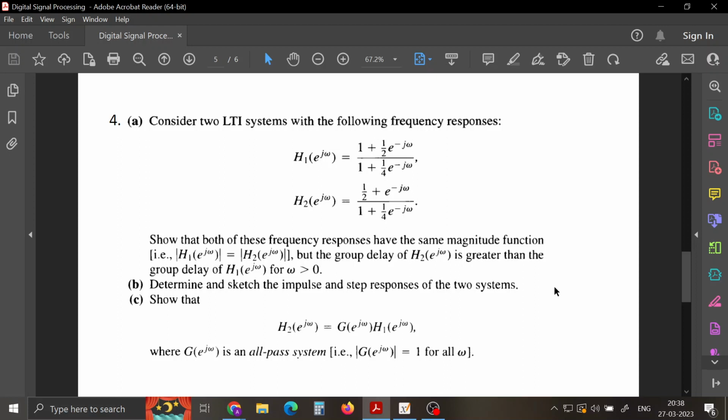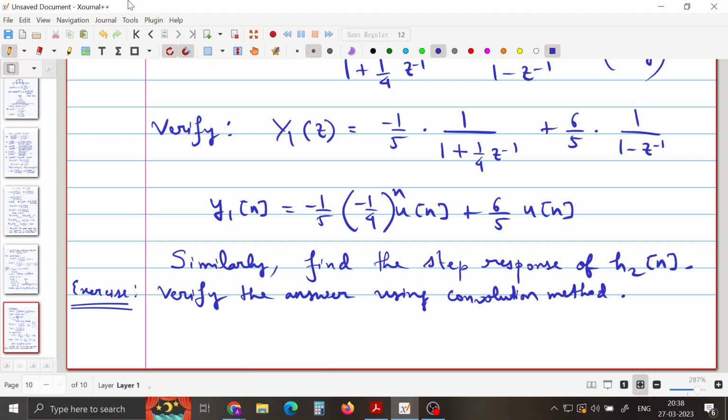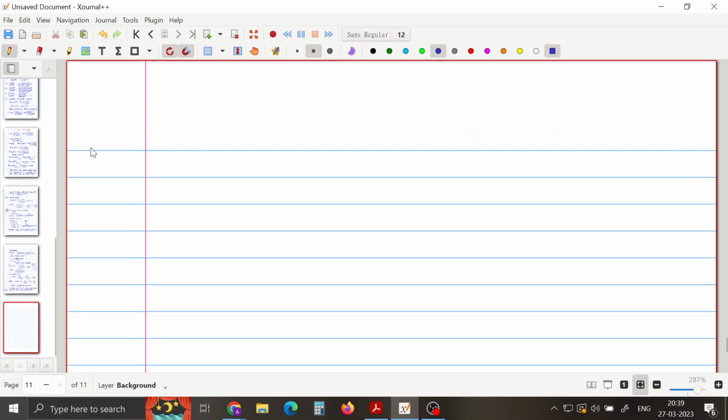So we are looking at 4C. We don't need to actually do anything for this part, because we have already solved this in part A itself. In part A we saw that the magnitudes of H1 and H2 are equal, so their ratio is also equal to 1. The magnitude ratio is also 1, which is nothing but this G of e power j omega, right? So G of e power j omega by definition has to be an all pass filter with unit magnitude response. It's a consequence of part 4A.